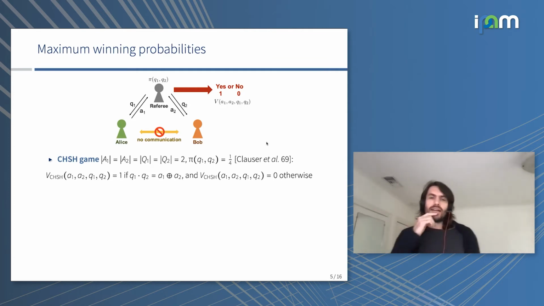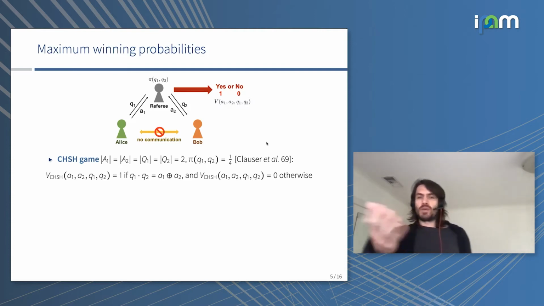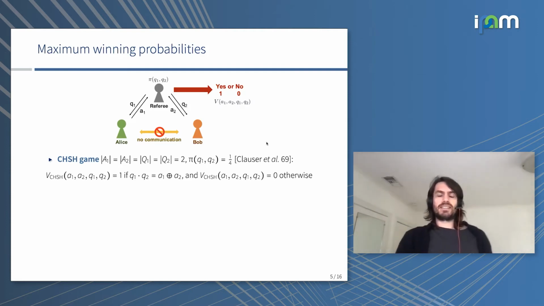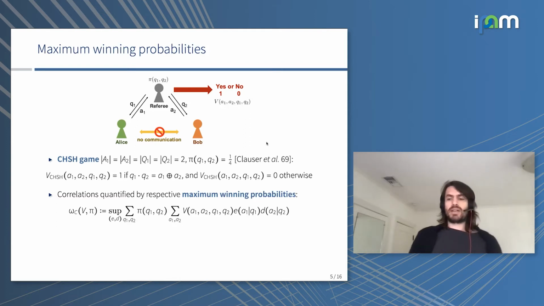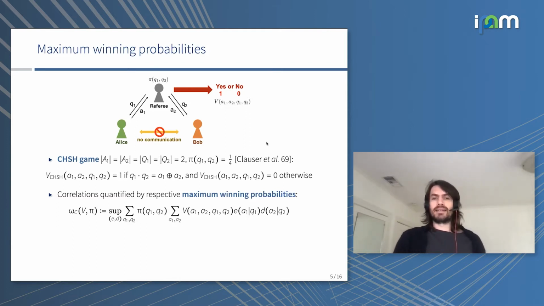The details of this game don't matter. I just put it because I thought this CHSH Bell inequality is something people know, and this is how you can phrase it in terms of these non-local games. Then we're interested in this maximum winning probability. First of all, we can just look at the completely classical setting. What form does the maximum winning probability take?